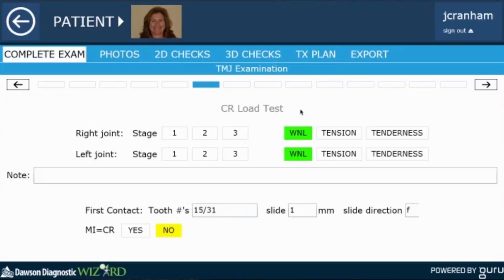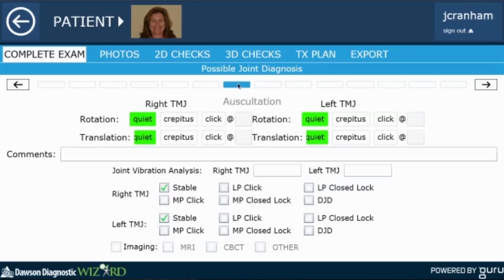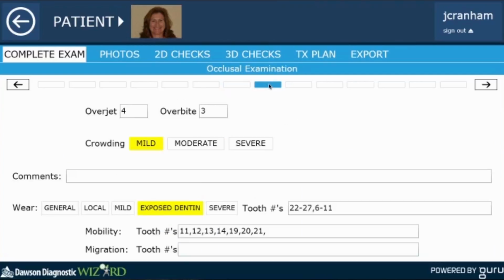Again, load tested. She was within normal limits, but she did hit high over on 15 and 31 with about a 1 millimeter slide. And again, CR and MI are not the same. We went ahead and did Doppler auscultation with her, and she was quiet on the medial and lateral pole, which makes her an ideal candidate for any sort of restorative procedures.